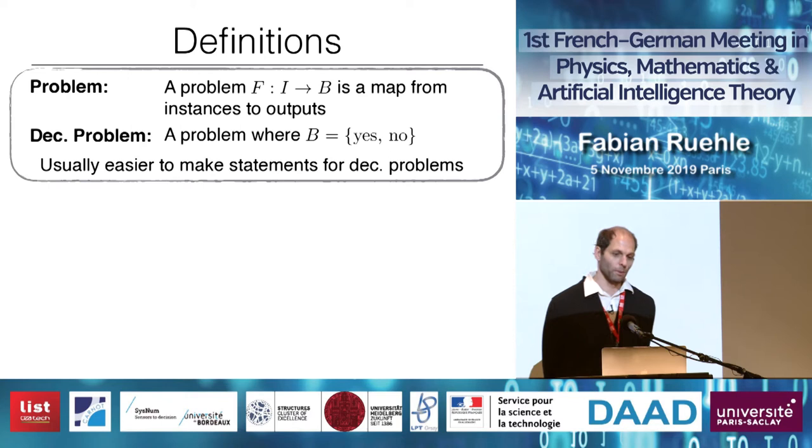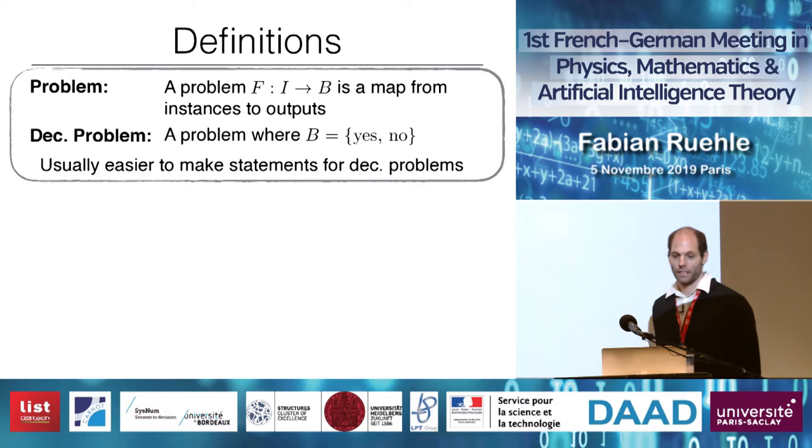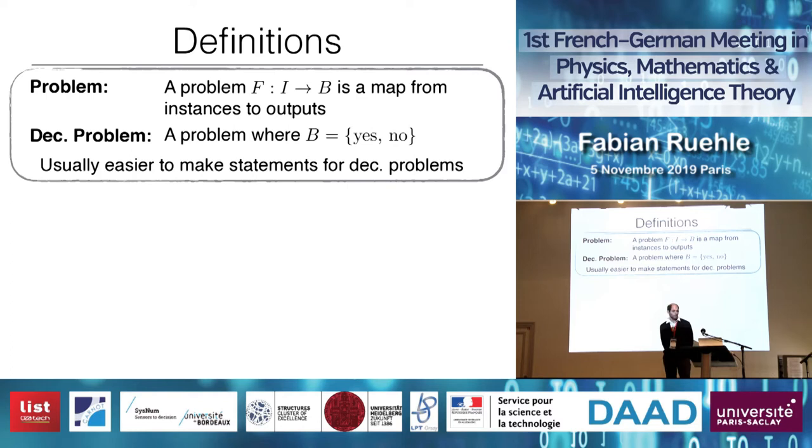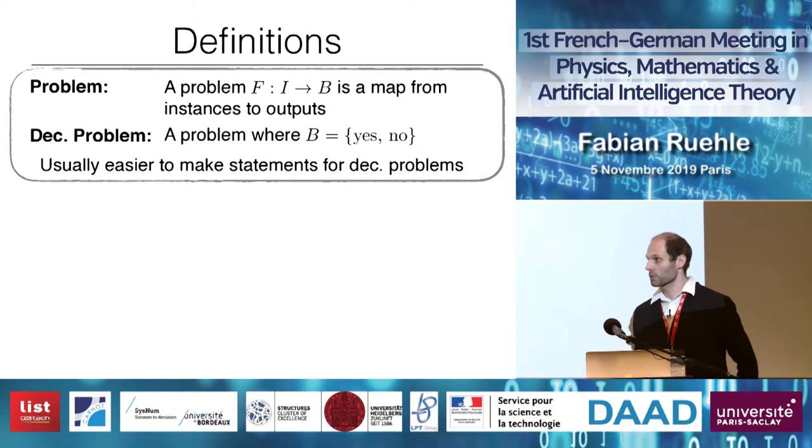So, definition: a problem f is a map from instances to outputs. This is how I want to define a problem, and then a decision problem is a problem where the answer is yes or no. You can set up any problem this way, and then you can ask whether a Turing machine, or any computer with a programming language that is in the same hierarchy as the Turing machine in terms of power of the language and the same Chomsky hierarchy, can solve the problem.